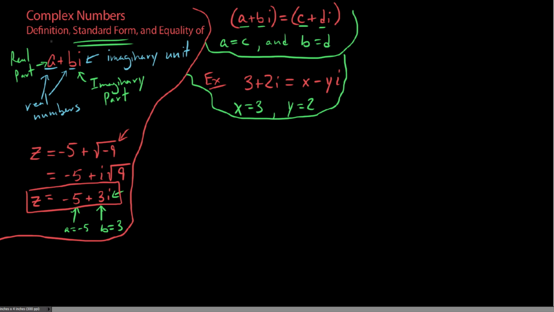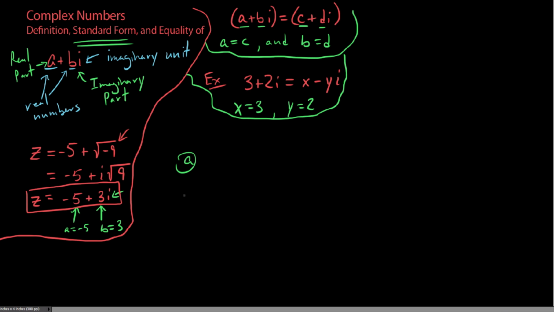We have the definition: a real part plus an imaginary part. We know that writing a complex number in standard form is a plus bi, and we know that we can equate them by equating their individual parts. So maybe we'll just do a real quick one here. What if I said I had a series of complex numbers and I want them written in standard form?